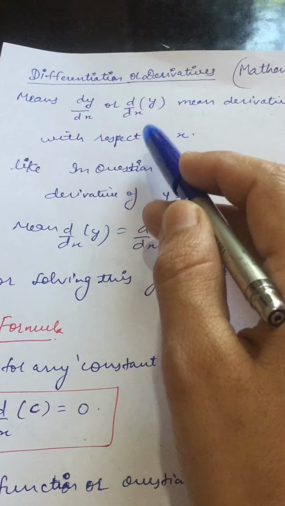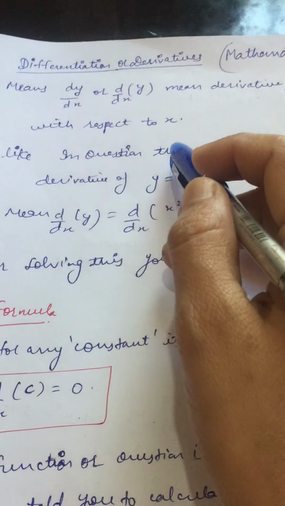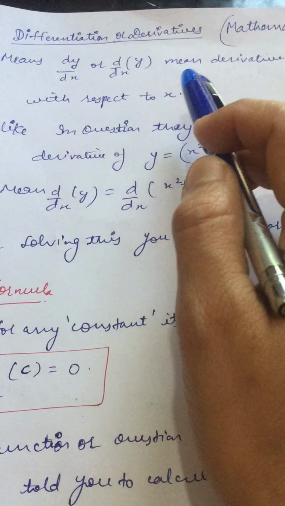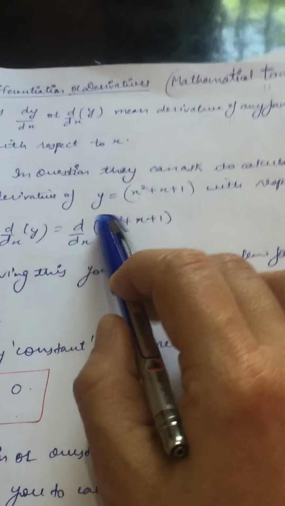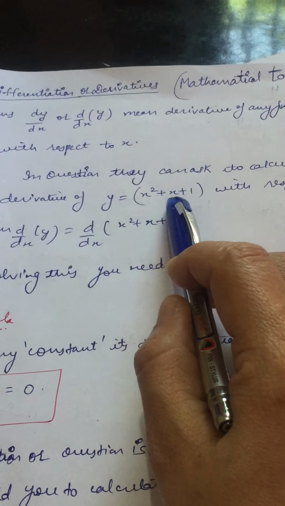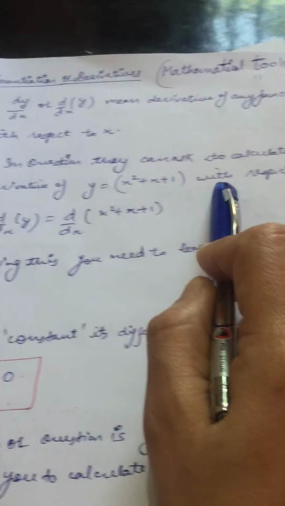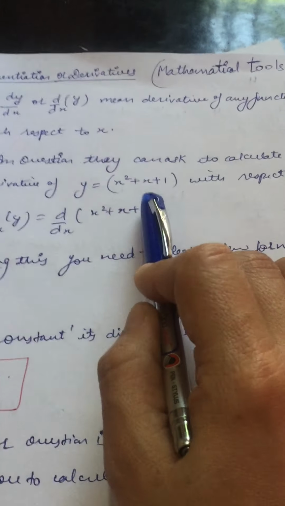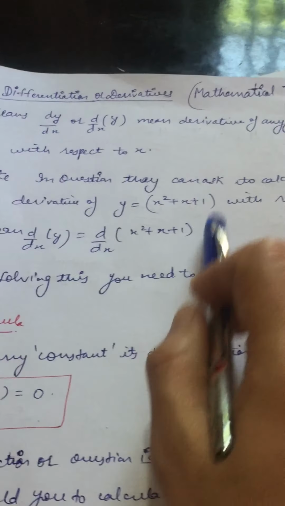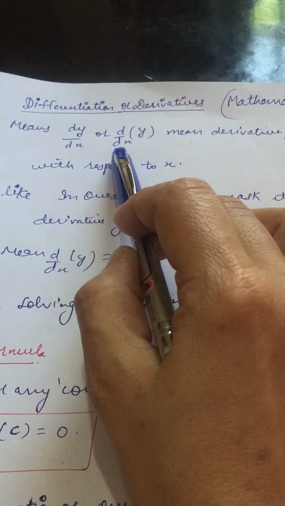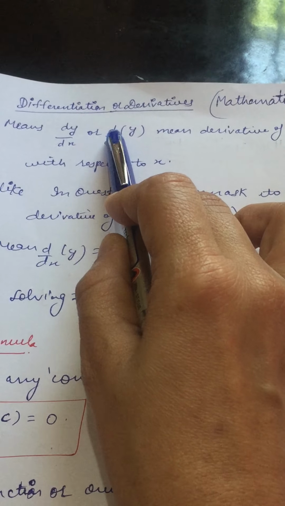As you keep on going, different questions or derivations related to physics for plus one or plus two, you can come across so many problems in which they will give you some question like this: y is equal to x square plus x plus 1, and they will tell you to calculate its derivative with respect to x. So what is the meaning of derivative with respect to x? d by dx is called derivative of any function.